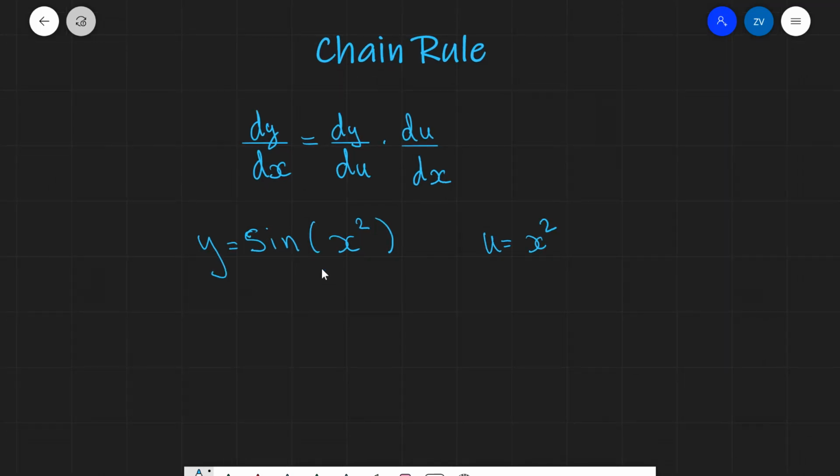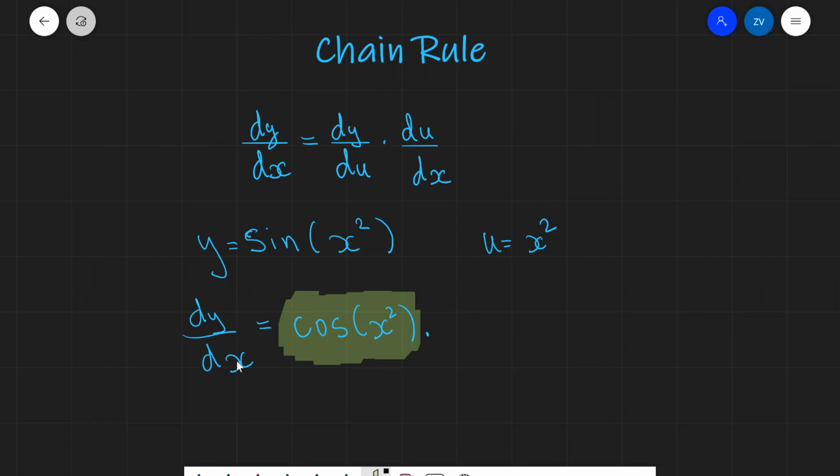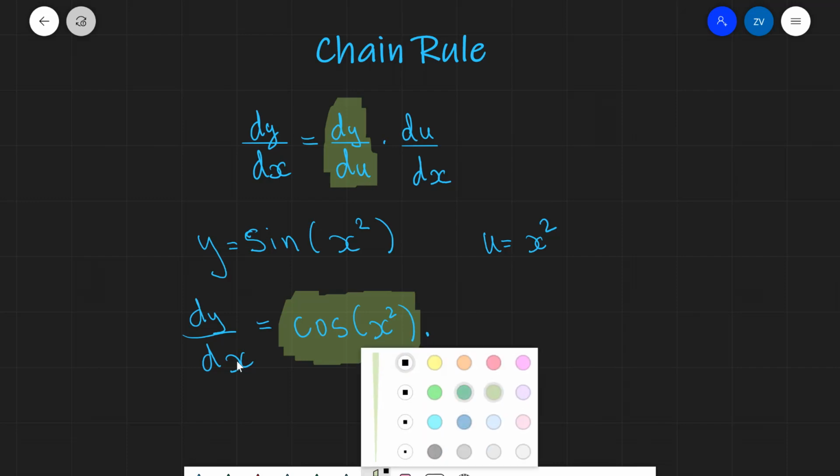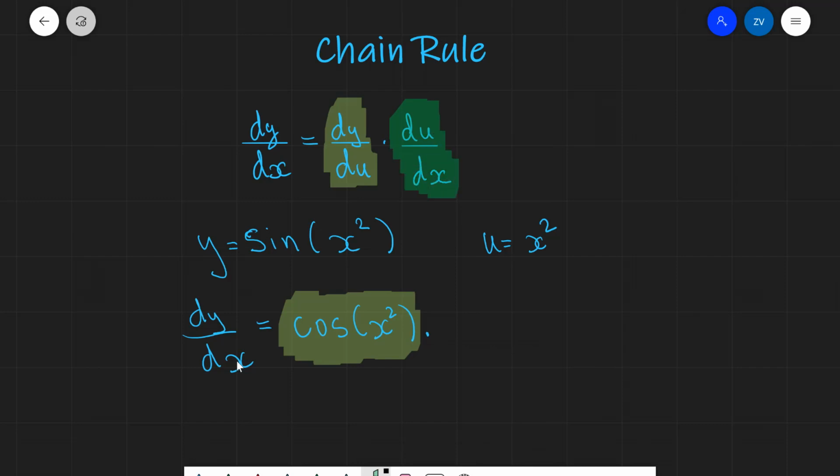For example, let's say that u is equal to x squared. Well, if that's the case, if we wanted to differentiate dy by dx, this will be equal to the derivative of sine of u. So this will be equal to cos of x squared. And now we must multiply. So let's do a little bit of highlighting. Cos of x squared is actually equal to dy by du. Now we need to multiply by du by dx, which is this variable over here.